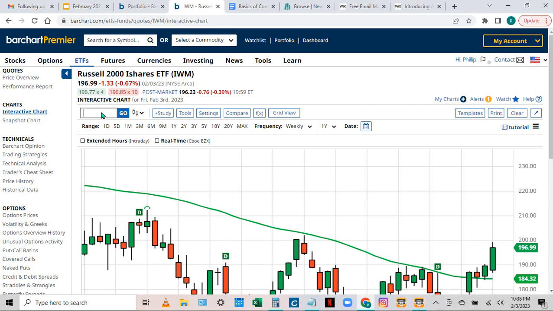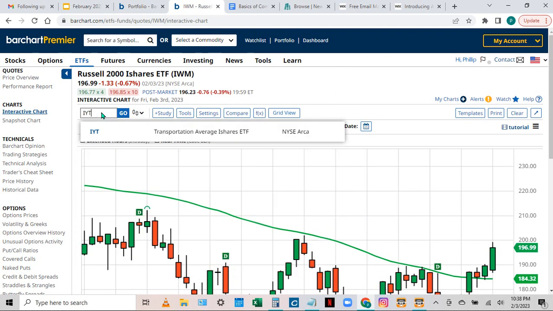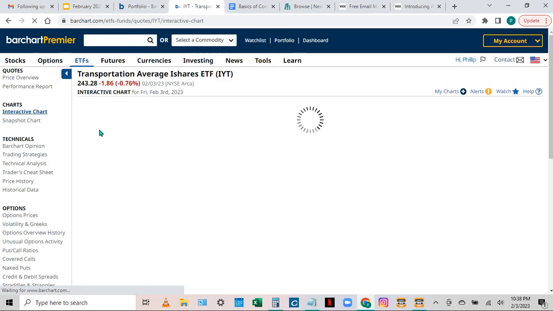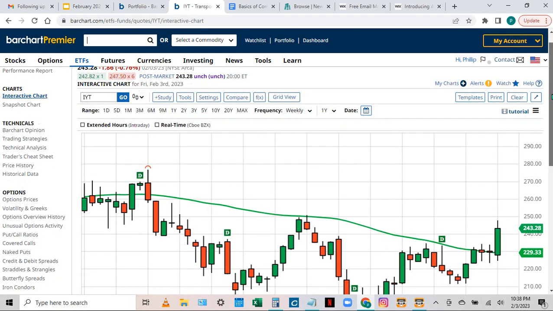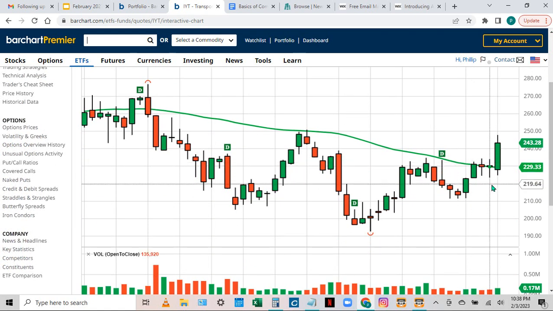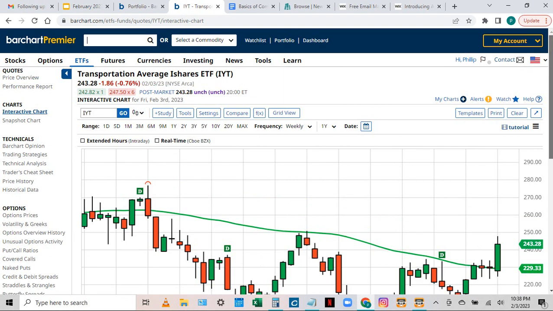So next, we'll do one more. This is my top 5, IYT, which tracks the transportation average. So again, weekly chart. Again, we had a very strong week and a very strong January. Now it looks like February is going to continue, but again, I'm expecting some resistance at this pivot and some sort of pullback here with earnings season and just the overall economy. So that's an update on those 5.